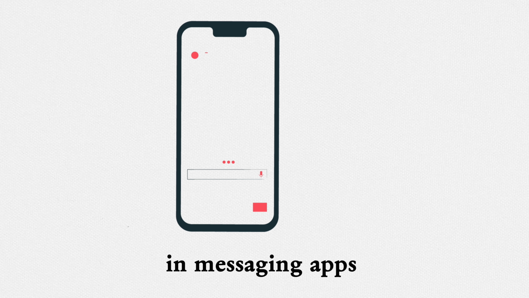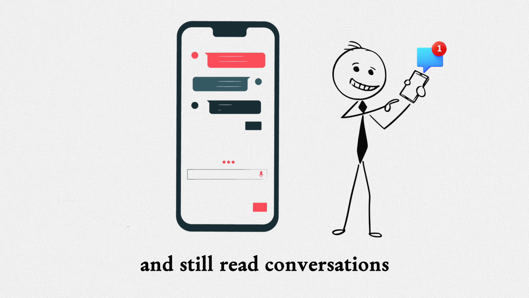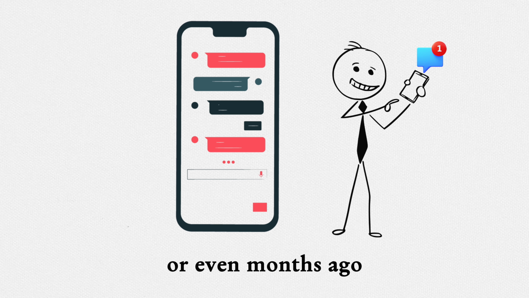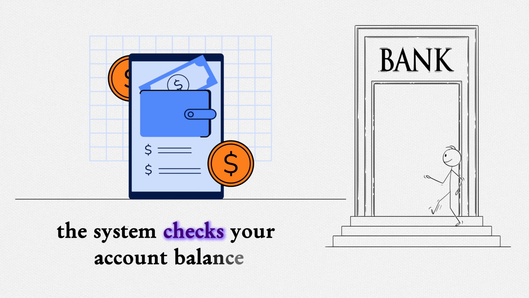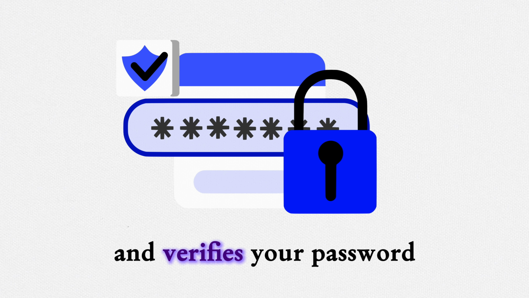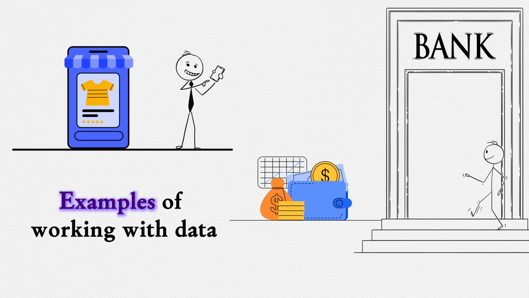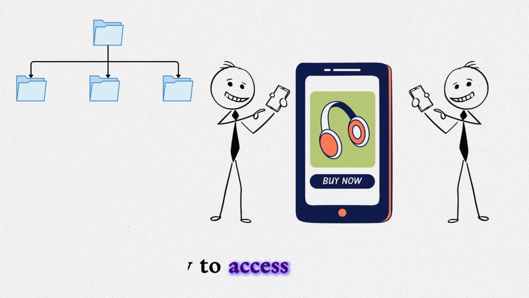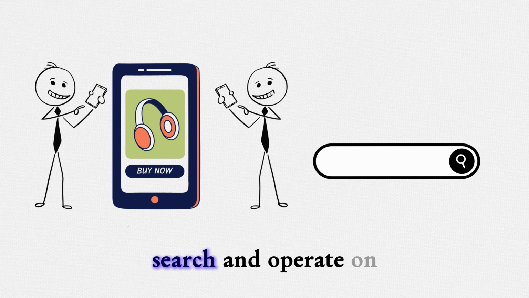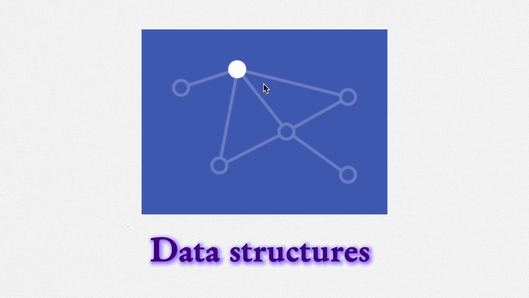In messaging apps, you can send a message to a friend and still read conversations from yesterday or even months ago. When you withdraw money from a bank, the system checks your account balance and verifies your password. All of these are examples of working with data, but this data cannot be random. It must be organized in a way that makes it easy to access, search, and operate on. That's where data structures come in.